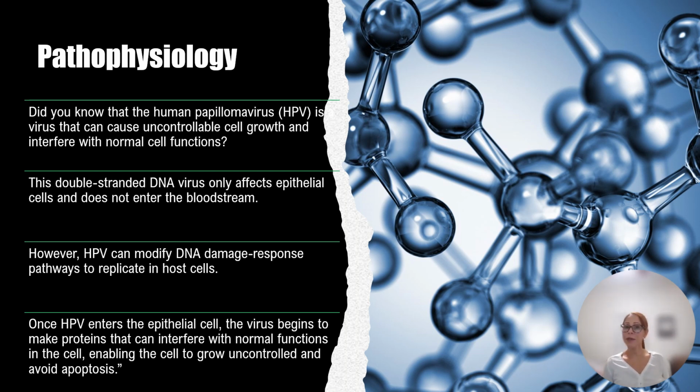Pathophysiology. Did you know that the human papillomavirus can cause uncontrollable cell growth and interfere with normal cell functions? This double-stranded DNA virus only affects epithelial cells and doesn't enter the bloodstream. However, HPV can modify the DNA damage response pathway to replicate in host cells. When HPV enters the epithelial cell, the virus begins to make proteins that can interfere with normal functions in the cell, enabling the cell to grow uncontrolled and also avoid apoptosis.